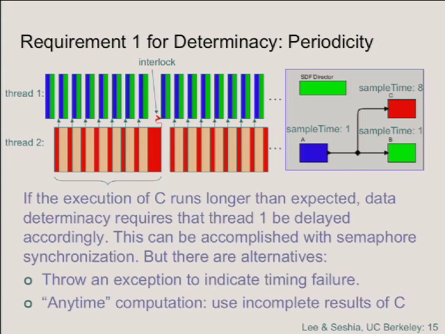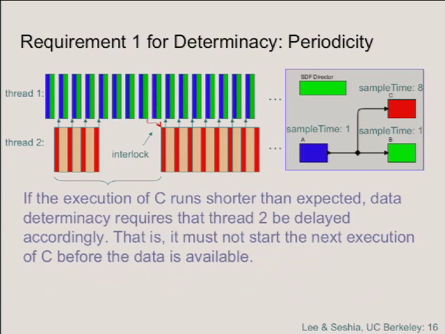Okay, similarly, if red finishes early, you don't want it to immediately start its next execution because the data that it needs isn't there yet. Okay, so there needs to be another interlock where once there is enough data for red to execute, you flip a bit in a semaphore and that enables the next execution of red. Okay, so with these two interlocks, you get determinacy.